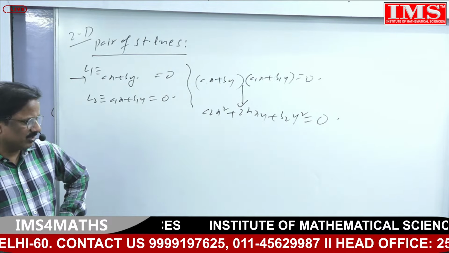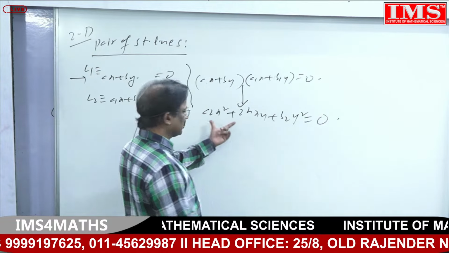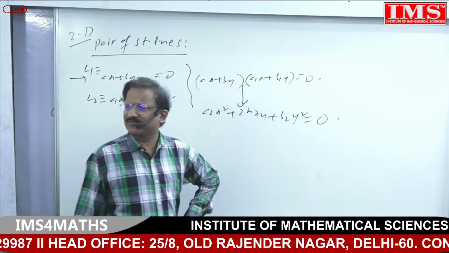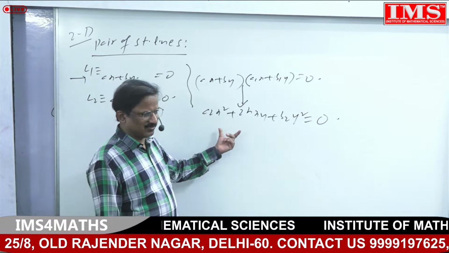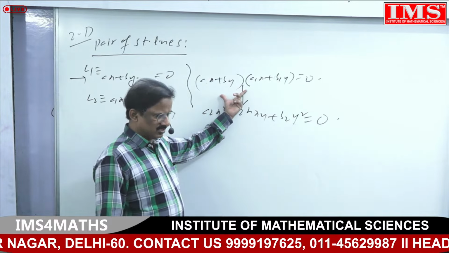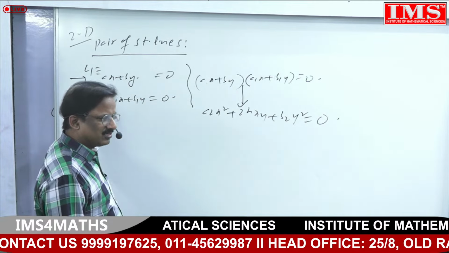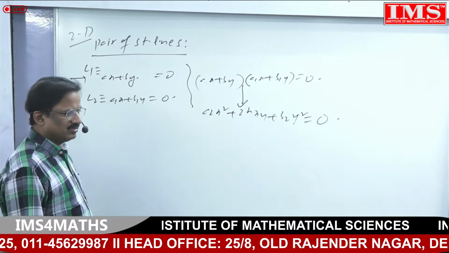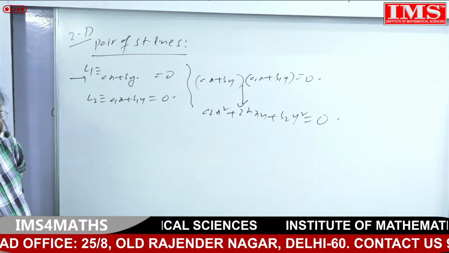Next point, what I'm trying to say. This equation is known as a homogeneous equation in terms of x and y. It represents what? This equation is represented by these two equations. That's the reason this equation is known as a pair of these two planes, right? These two planes. That's what.